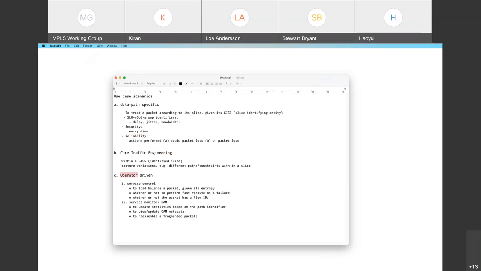And then obviously how operators need to control and monitor their network, that could be a separate category. So this is how I was thinking about it. It's slightly different than what you posted on the wiki. So does this make sense?